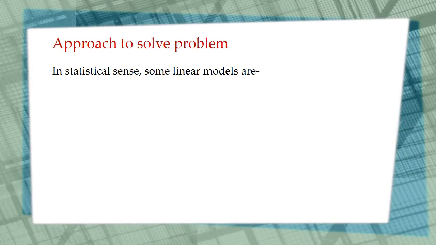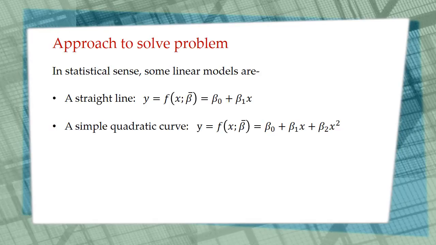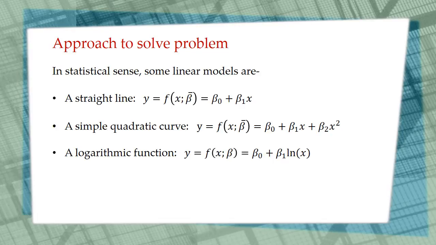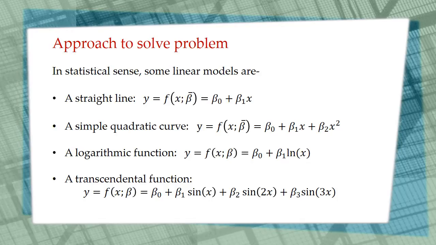Its approach to problem solving. In statistical sense, some linear models are, at first, I'll talk about a straight line. It's y equals beta naught plus beta 1 x, already described earlier. A simple quadratic curve where y equals beta naught plus beta 1 x plus beta 2 x square. Then a logarithmic function where y is a function of beta naught plus beta 1 ln of x. And also a transcendental function that's given below.